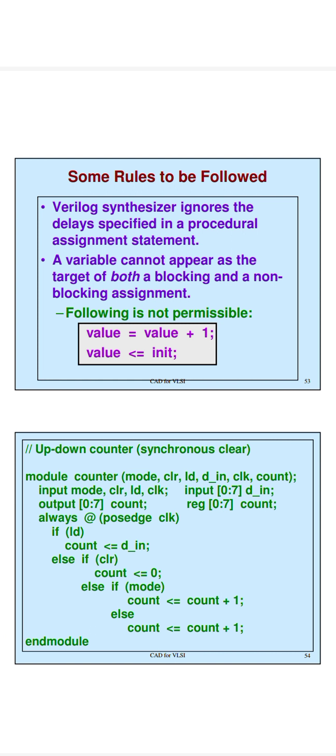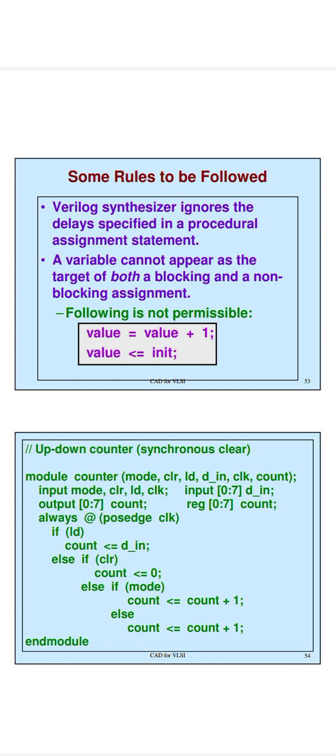This counter is a module counter with the ports mode, clear, LD, D in, clock and count. Inputs mode, clear, LD and clock are declared here as input ports. Output is the count. Always @(posedge clock): if LD, count <= D in; else if clear, count <= 0; else if mode, count <= count + 1; else count <= count - 1; end module.